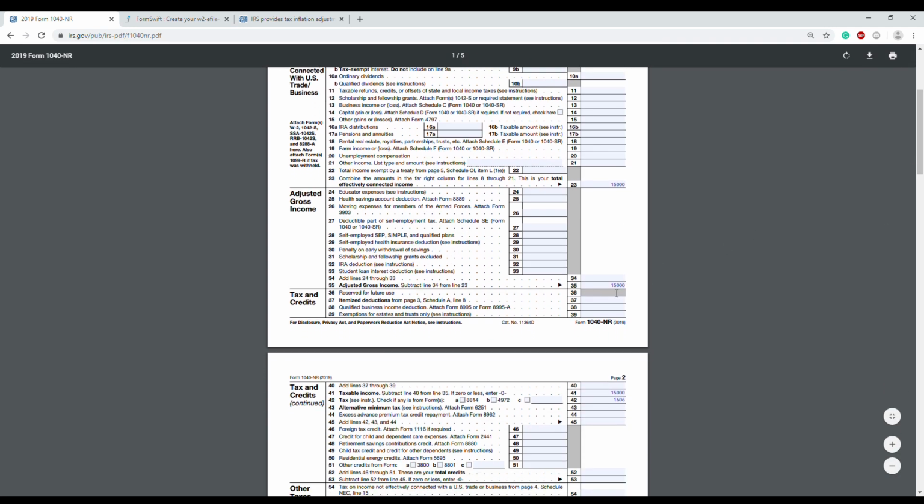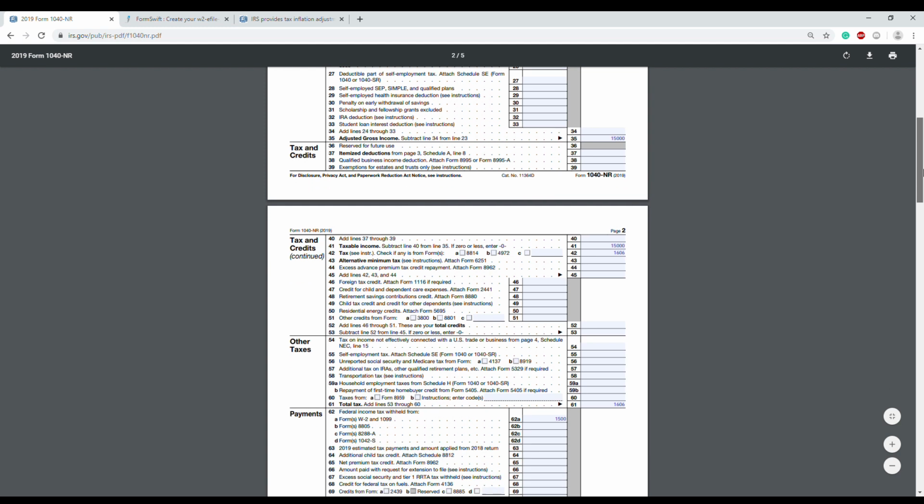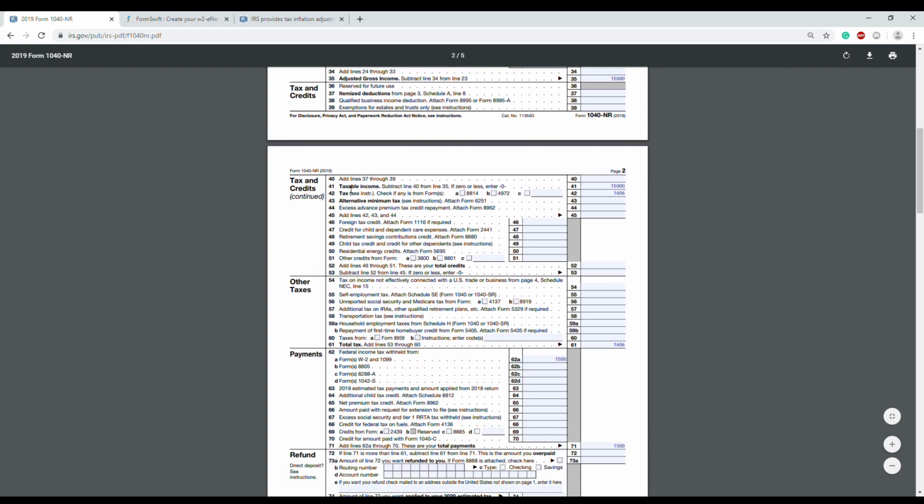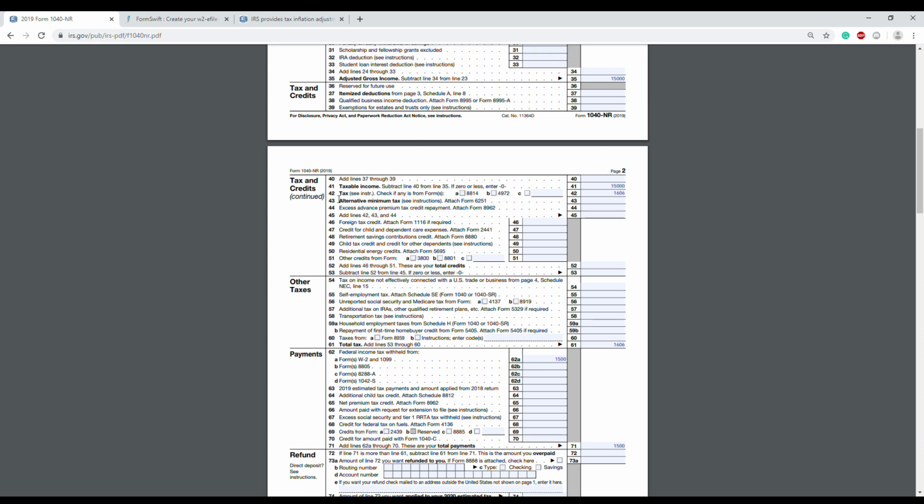Now you scroll down a bit more and come into line 35, and our adjusted gross income is still $15,000. None of these points apply to us. We scroll down more and we get to line 41, which is taxable income. All of our money is now taxable. The treaty does not apply anymore. And then we have to calculate the tax.